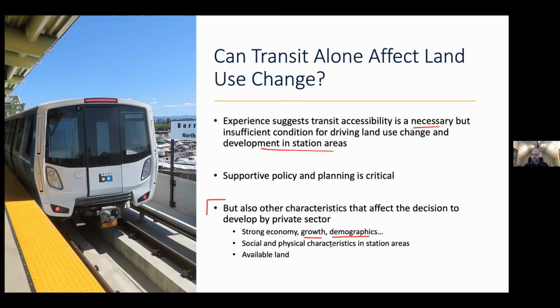Social and physical characteristics in the station areas, and the availability of land to be developed in those station areas. So yeah, while transit accessibility is important and it's still fundamental, it's just not enough on its own. And I don't know how surprising that result is, but that's setting the stage for the rest of our conclusions.